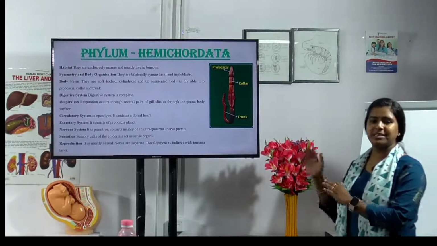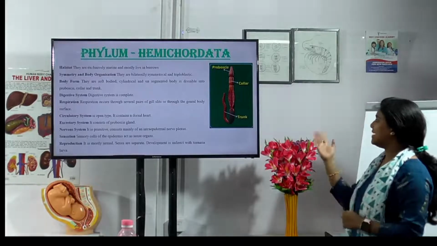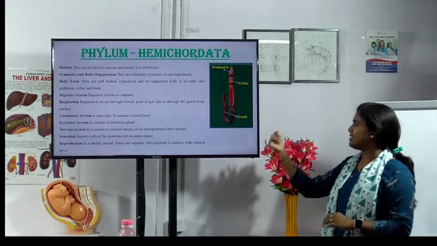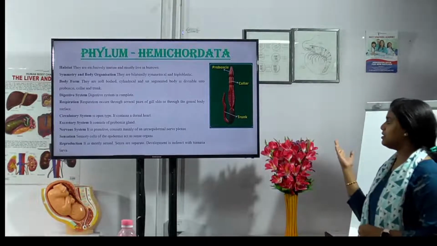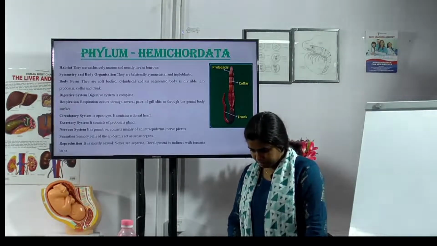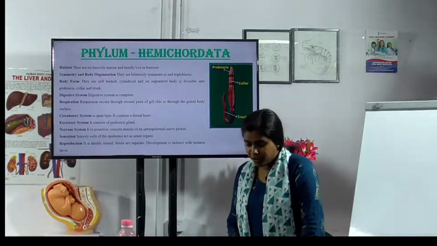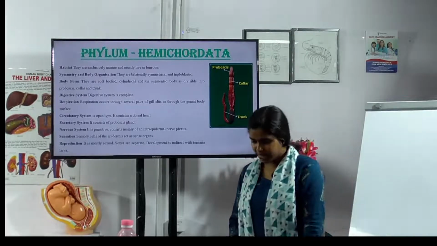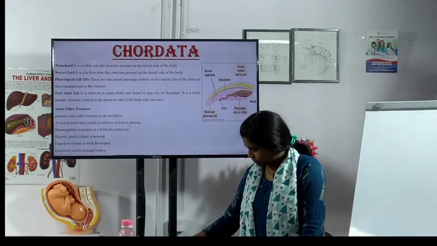Okay, nervous system is primitive and simple, consisting mainly of an intraepidermal nerve plexus, and sensory cells of the epidermis act as sense organs here. Reproduction is mostly sexual and the sexes are separate here. Okay, hemichordata: hemi means half, so they are half chordata. Okay, and the next one is chordata.